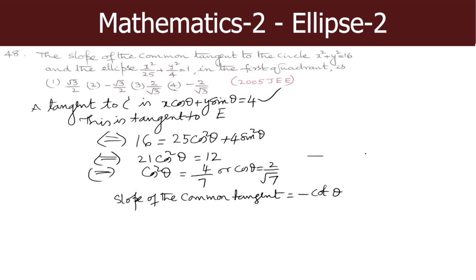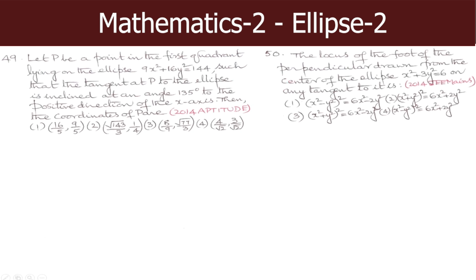Cos theta is 2 by root 7, 7 minus 4 is 3, so sin theta is root 3 by root 7. Therefore, minus cot theta is minus 2 by root 3. So that is the slope of the common tangent to the circle and the ellipse, minus 2 by root 3, which is the fourth option.